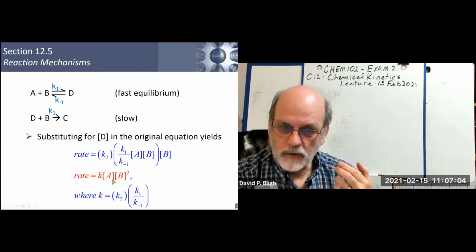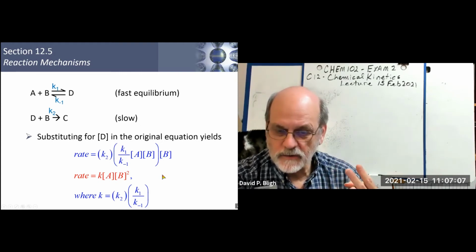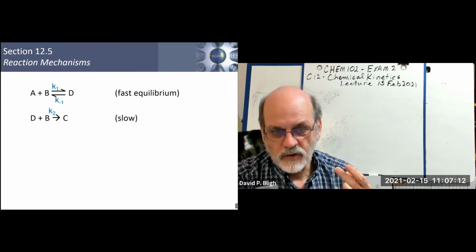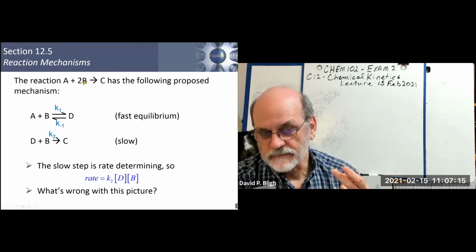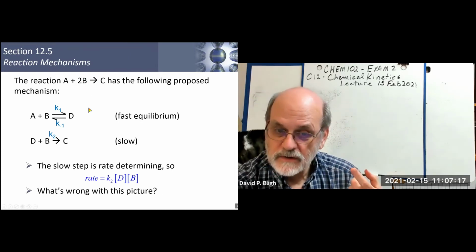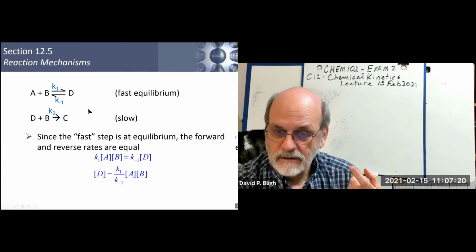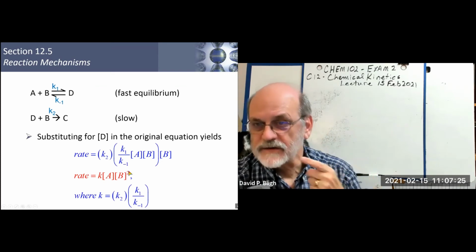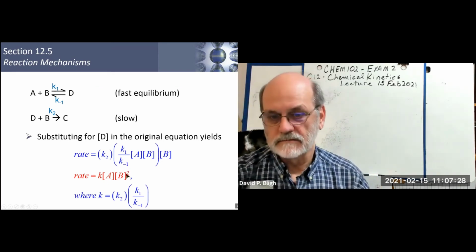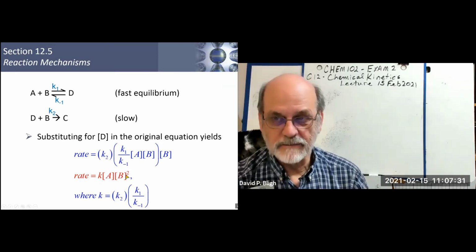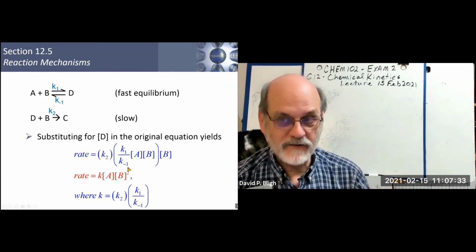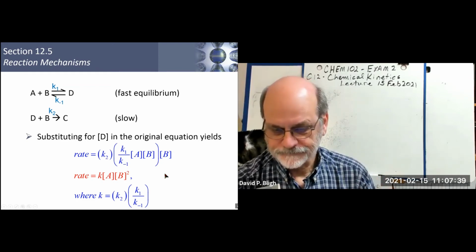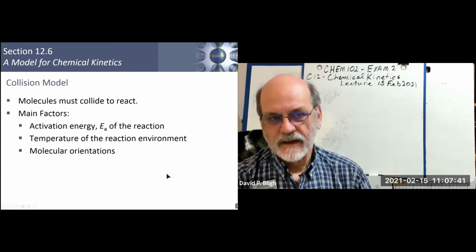So the order of A is first order, the order of B is second order. And like I said before, let's go back. There's the equation. The coefficient for B is 2. And its order in this case is 2. That's coincidental. It doesn't have to be that way. And they're not derived from one another. We derived this one from the elementary steps.